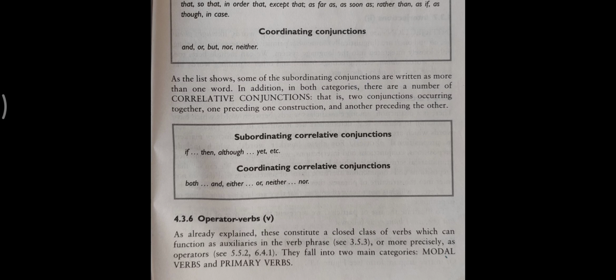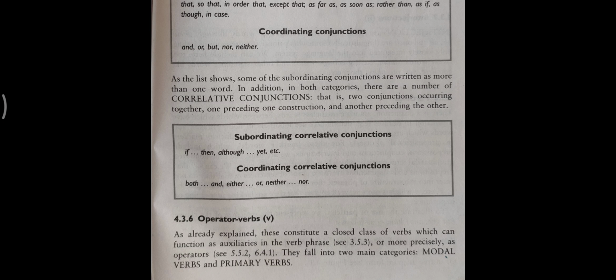Then we have the whole list of subordinating conjunctions that are written with one word, and then correlative conjunctions. These are two conjunctions that occur together, one preceding one construction. Subordinating correlative conjunctions are if, then, although, yet. Coordinating correlative conjunctions are both, either. So like this we have the closed class word, conjunction.